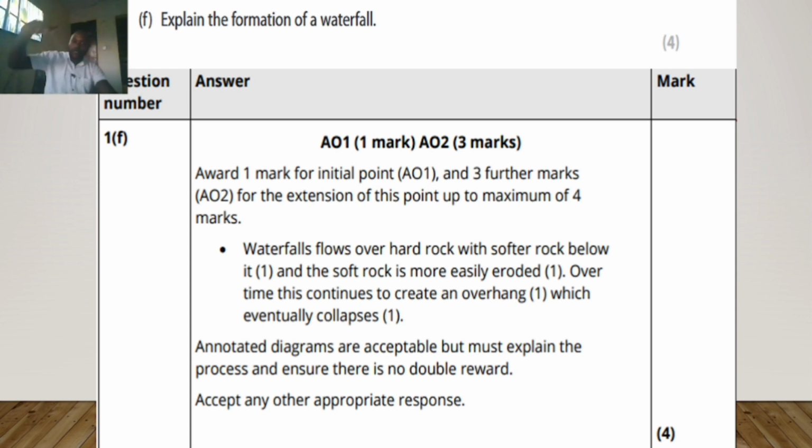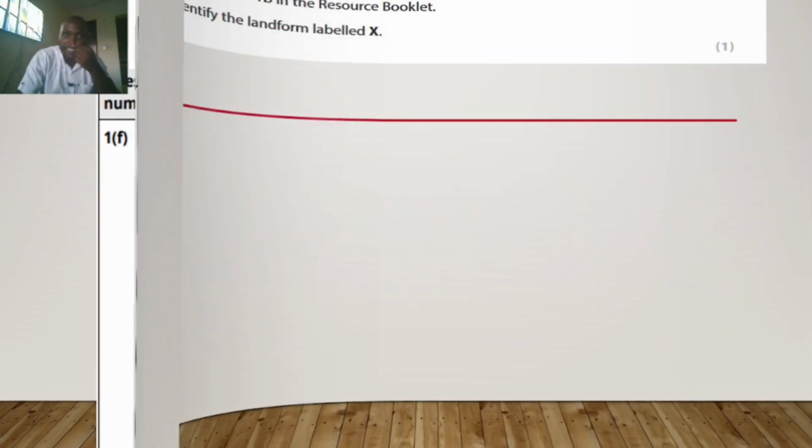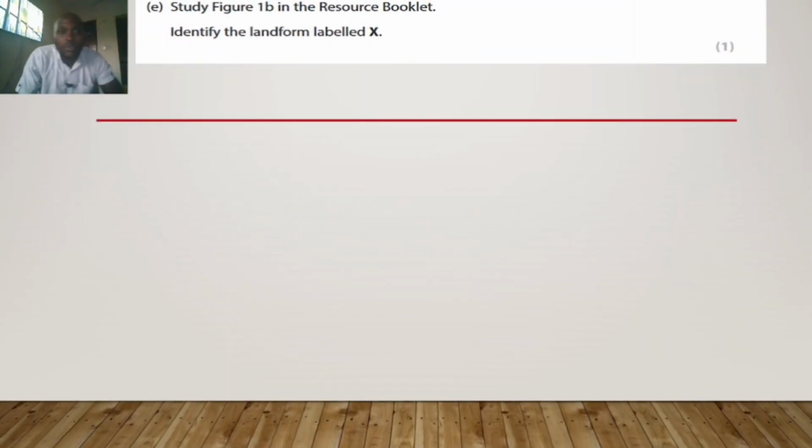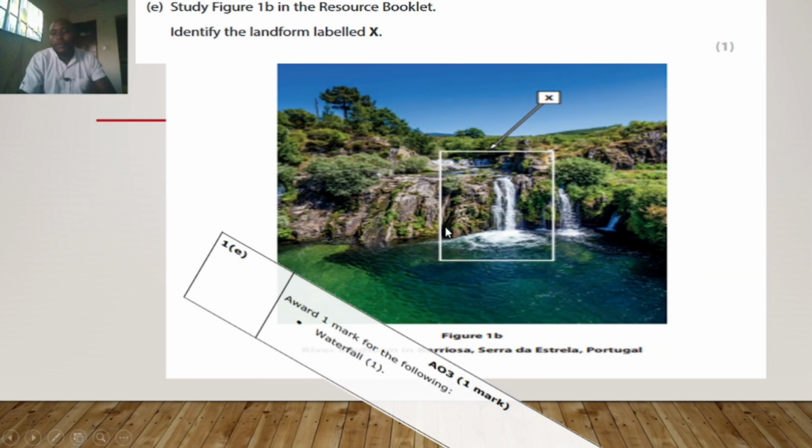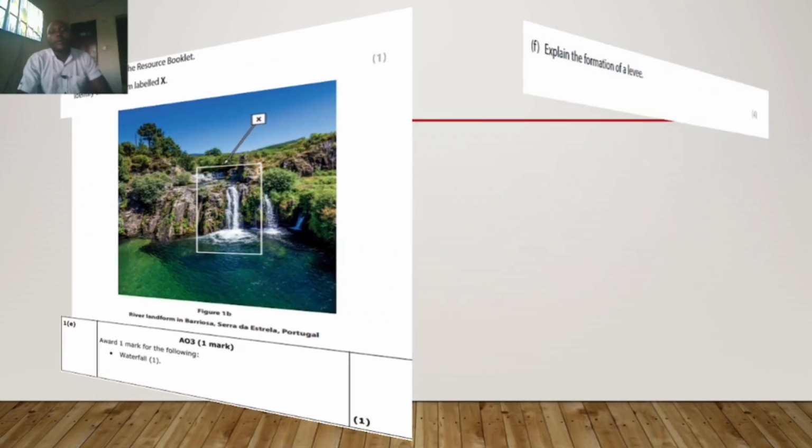But a waterfall is because of hard rock, and the one below is soft rock. So the soft rock is eroded, creating a plunge pool down there, and later we'll have an overhanging hard rock, which will then collapse, forming a waterfall. It's clear as that. Then we go to the next question. Study figure 1b in the resource booklet. Identify the landform labeled X. Look at the landform. That is simply a waterfall. Okay, we go to the next question.